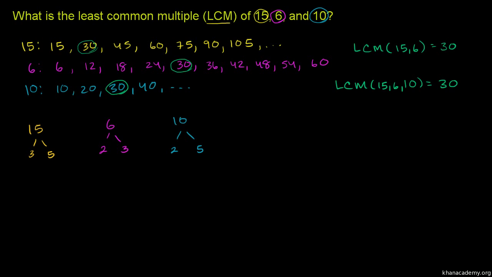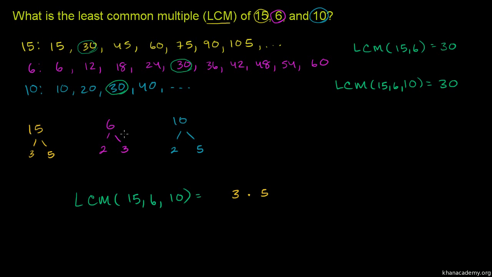And so the least common multiple of 15, 6, and 10 just needs to have all of these prime factors. To be clear, in order to be divisible by 15, it has to have at least 1 three and 1 five in its prime factorization. So it has to have at least 1 three and at least 1 five. By having 3 times 5 in its prime factorization, that ensures that this number is divisible by 15.